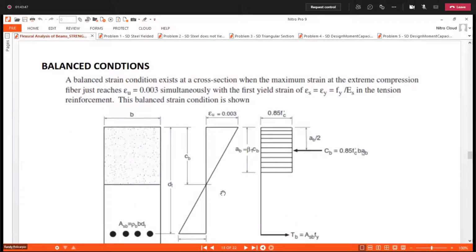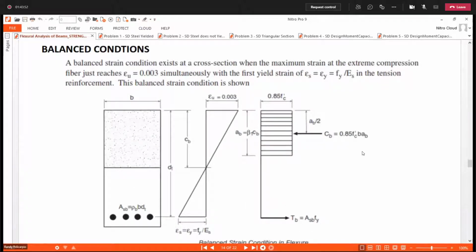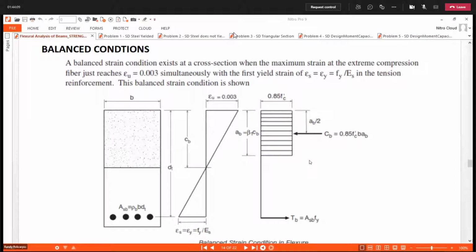Okay, meron tayong tinatawag dito na balance condition. Okay, class. Medyo mahaba na yung na-cover natin.